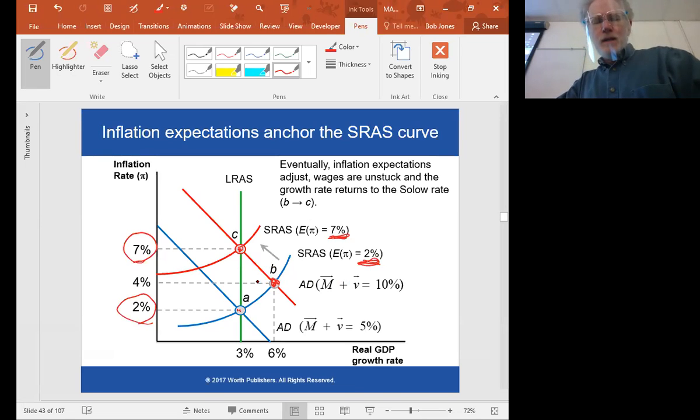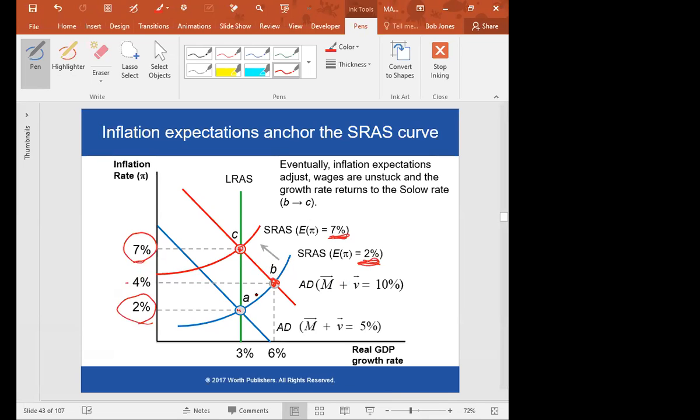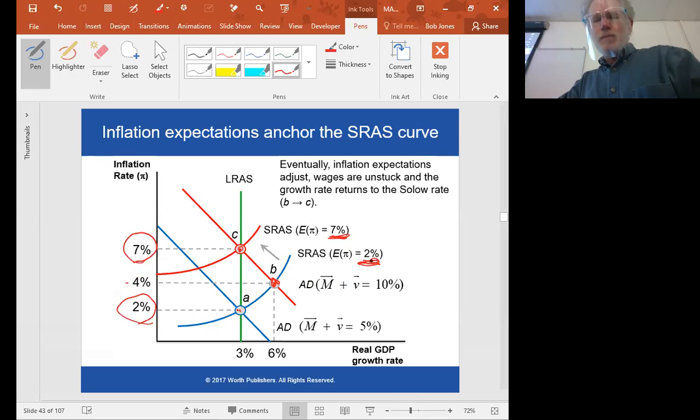At B, the actual inflation rate is 4%. But at B, we're on this short run AS, people are expecting 2% inflation. So if we're at B, we're getting more inflation than people are expecting. And over time, people will start to expect more inflation. And that causes the short run curve to shift up. Okay? We eventually end up there. We end up back at potential output.